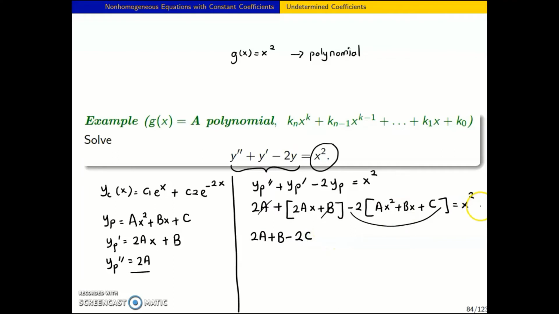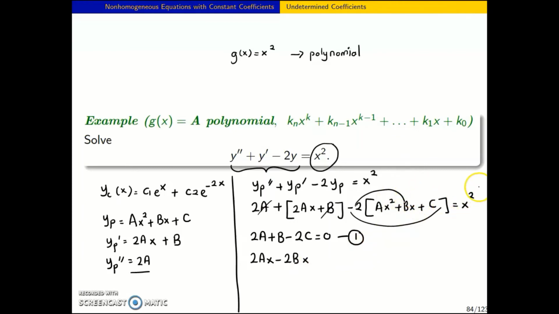There's no constant on the right side, right? So it equals 0. This is my first equation. The second equation is with the variable x. So I have 2ax minus 2bx.